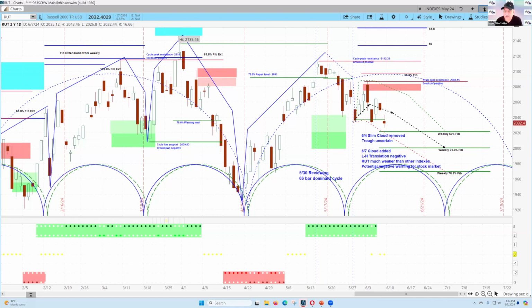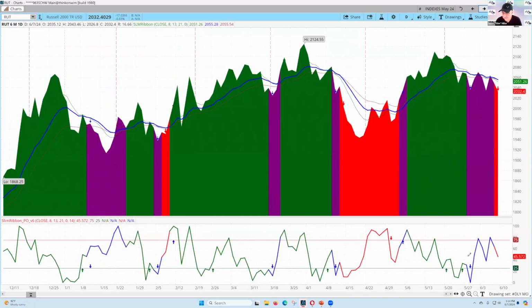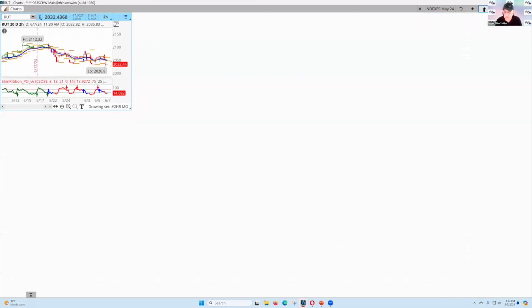You have this condition right over here where you have the slim ribbon PO turning red right over there on the bottom, and the lower tiers of the market are saying that they're not around right now to support this upside move. Can NVIDIA and Microsoft and those kinds of stocks continue to drive the market to the upside? It's doubtful. There's going to be something that changes in there. So this is important information in my opinion.